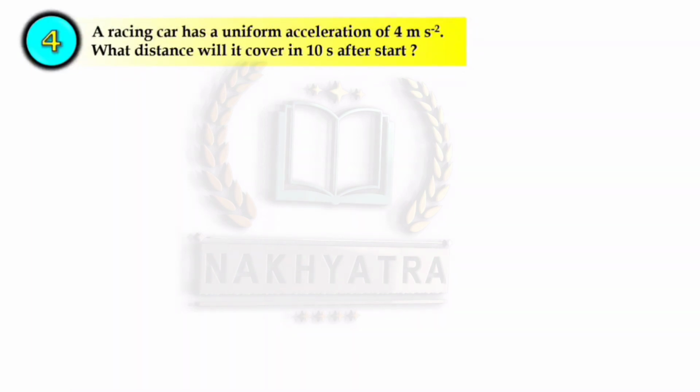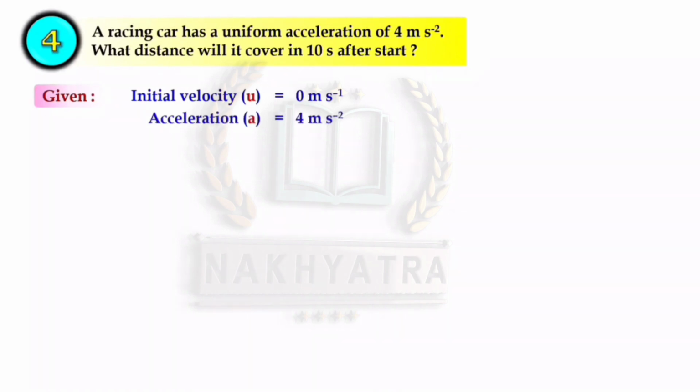Okay, so here the acceleration is given, that is 4 meter per second square, but before that, see here the initial velocity is equal to 0 meter per second, because the racing car has just started from rest, right? And that is why the initial velocity is 0, and the acceleration a equal to 4 meter per second square, so time is 10 seconds, right? And we have to find out the distance travelled, that is the value for s.